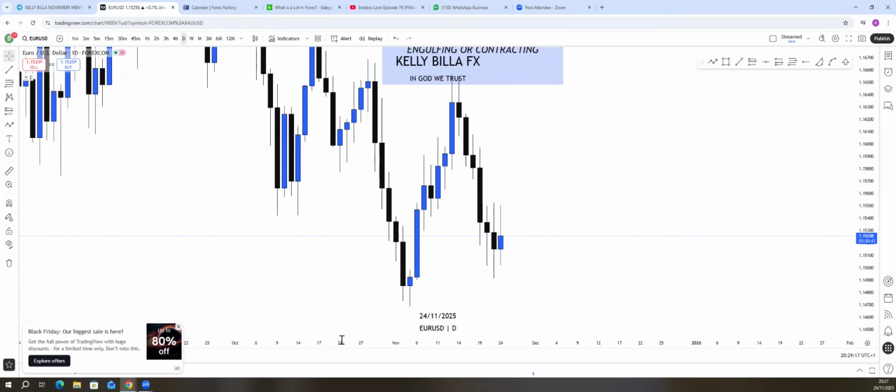Contracting candles look like engulfing. How would you call them? No, a contraction candle cannot look like an engulfing.